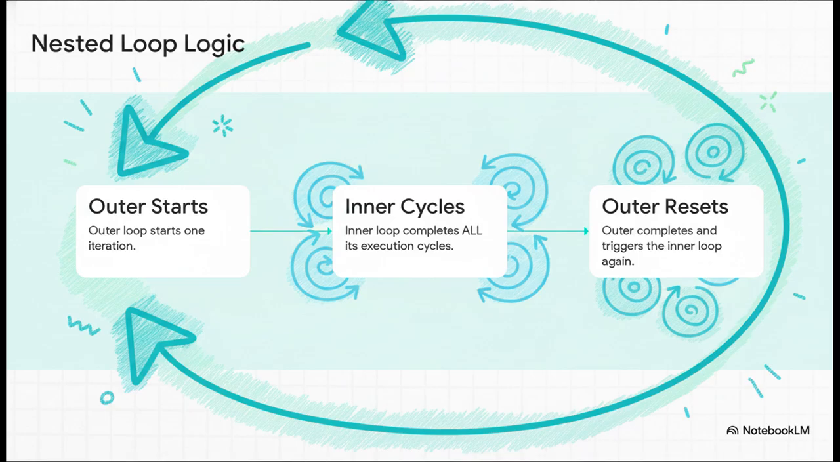By following these 3 steps, you can really visualize the execution hierarchy. Step 1. The outer loop begins. Step 2, the inner loop fires up and runs until its condition becomes false. Step 3, the outer loop finishes its single pass, repeats, and forces that inner loop to start its entire cycle all over again. The inner loop is always doing the heavy, repetitive lifting here.